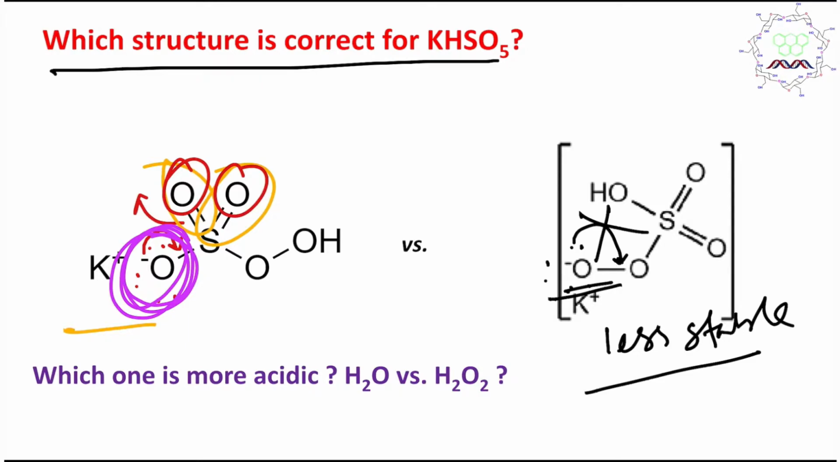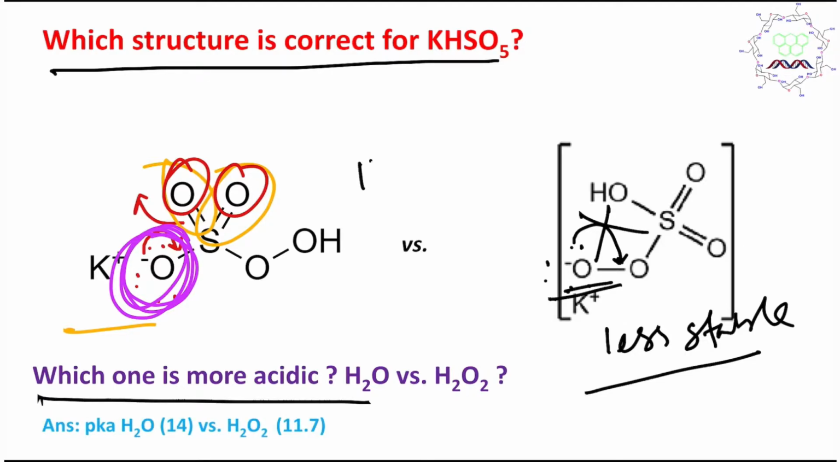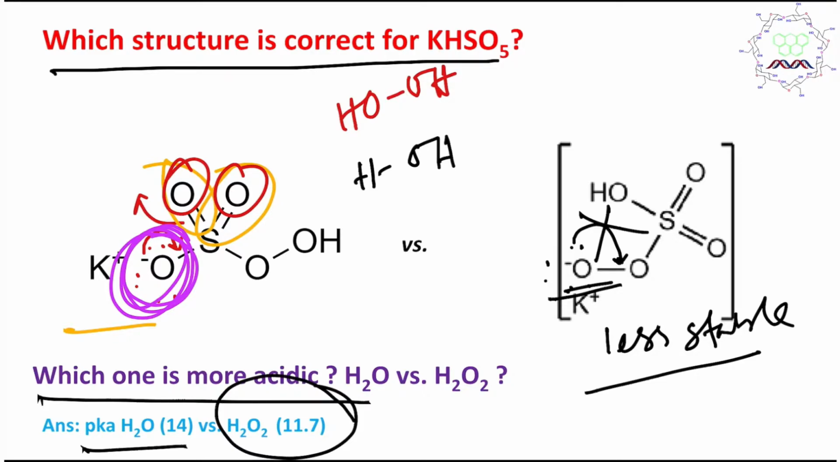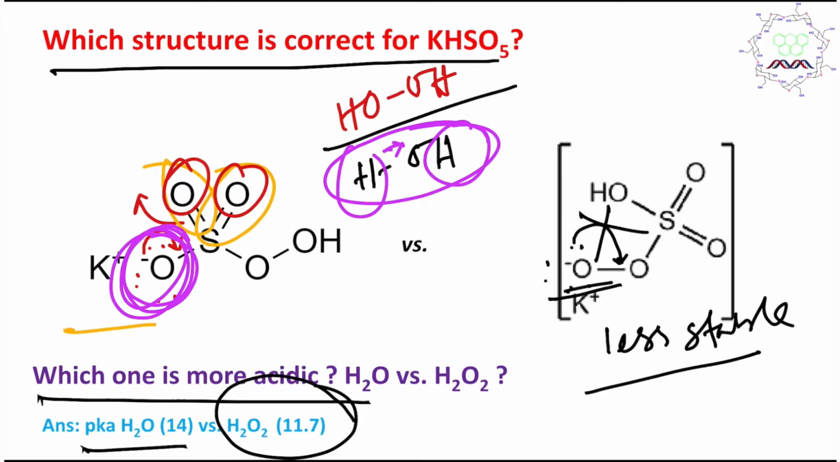A similar question may come to your mind: which one is more acidic, water or hydrogen peroxide? This is water, and hydrogen peroxide is HOOH. Actually hydrogen peroxide is slightly more acidic compared to water. This is because there is one hydrogen for one oxygen, but in water two hydrogens for one oxygen. You know oxygen is more electronegative, so the bond is withdrawn; in water both hydrogens are withdrawn by one oxygen, and here one for one.